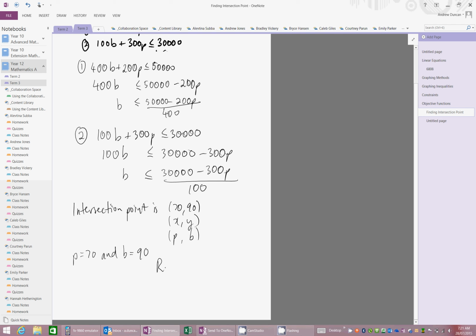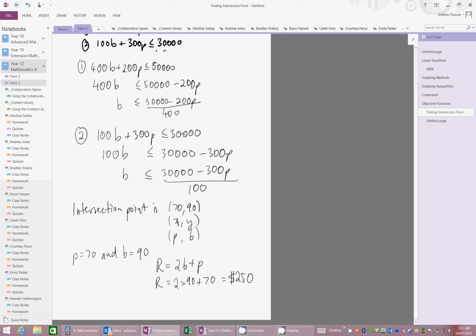and b equals 90 is going to be where we get our maximum revenue. To find what that revenue is, remember our formula was 2b plus p, so we'll substitute in those two values. So r equals 2 times 90 plus 70, so we'll get $250 profit.